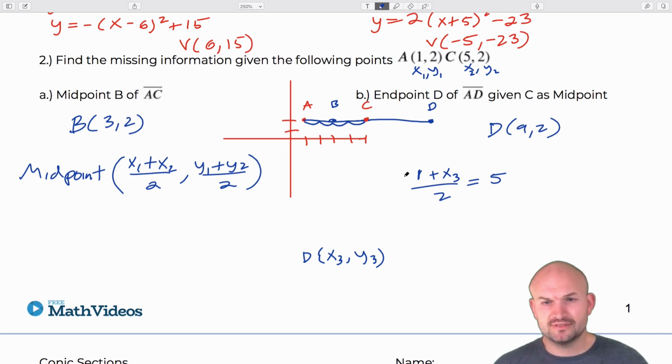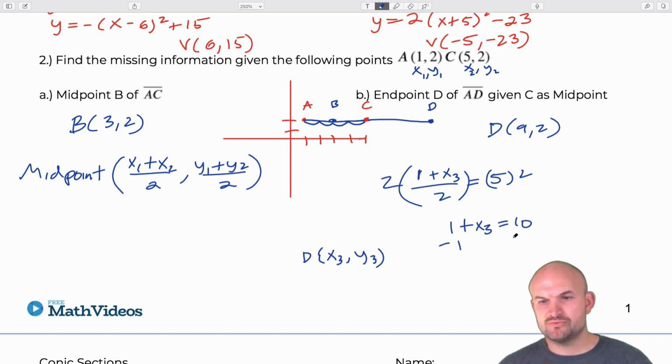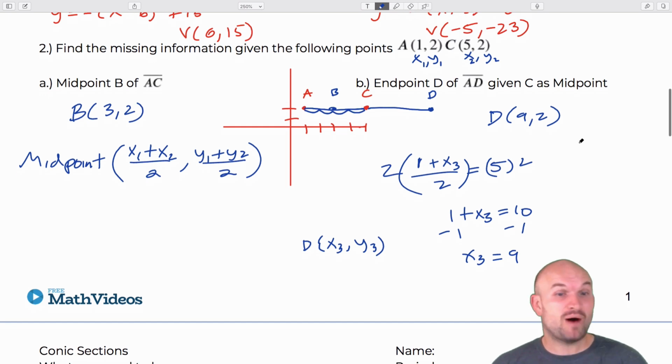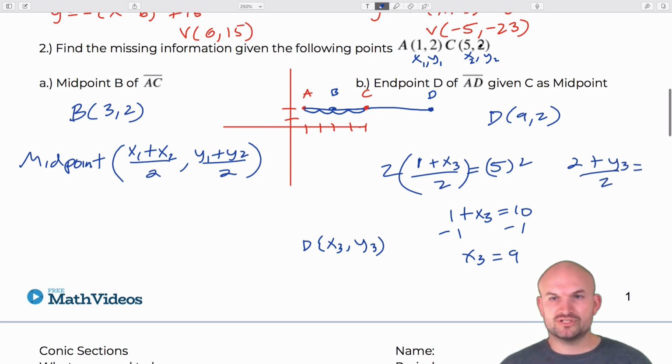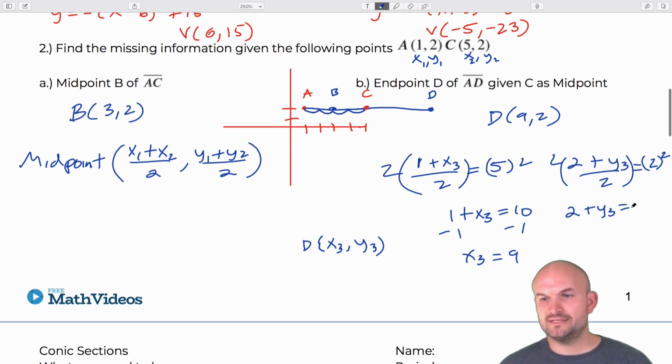So now we just solve for x3. To get the 2 off the denominator, you multiply by 2 on both sides. And therefore, you get 1 plus x3 equals 10. Subtract 1, subtract 1. x3 is 9, which we already kind of knew. And then we can do this for the y-coordinate as well, right? So we have 2 plus y3 over 2 equals the y-coordinate here, which is 2. Multiply by 2 on both sides, and you have 2 plus y3 equals 4. Subtract 2, subtract 2. y3 is equal to 2. And then we just write that as a coordinate point, 9, 2, which is your D coordinate.